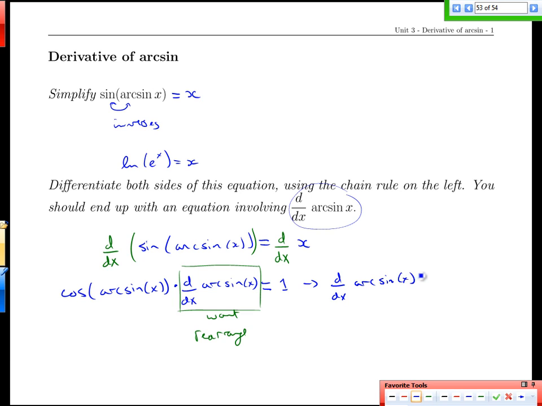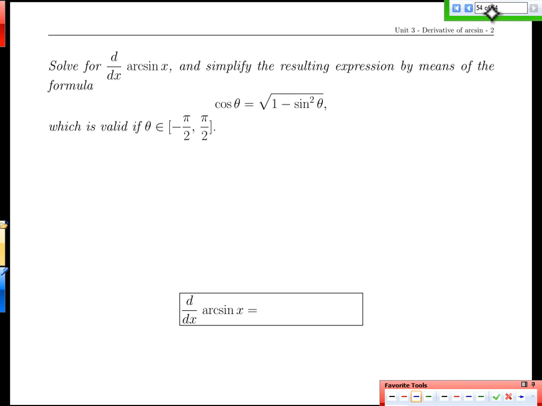If we keep it on the left-hand side, we have a 1 on the right-hand side, and then we're going to divide both sides by cos of arcsine of x, which is great. So we've solved for the derivative of arcsine of x, and we're going to simplify that a little bit further. So the derivative of arcsine of x is equal to 1 over cos arcsine of x.